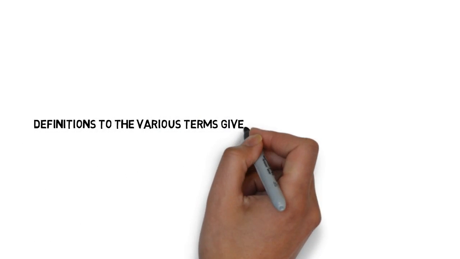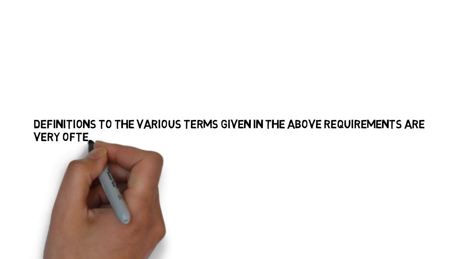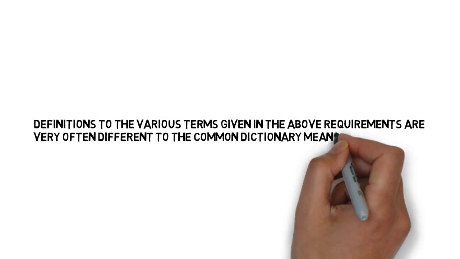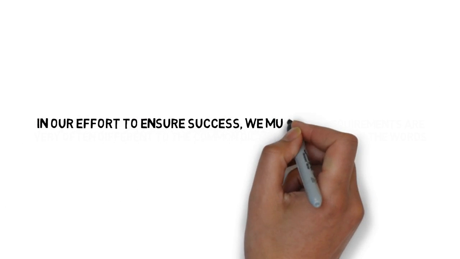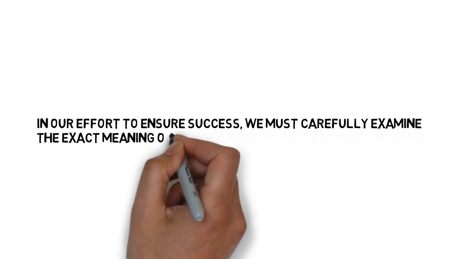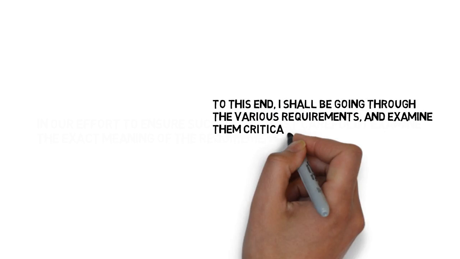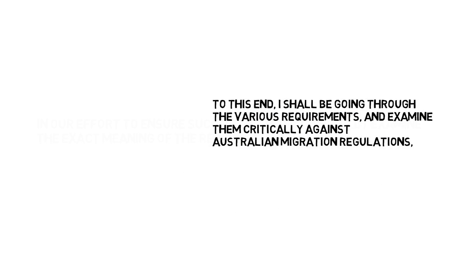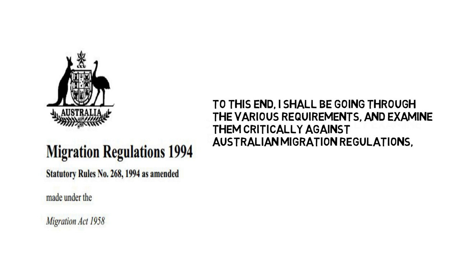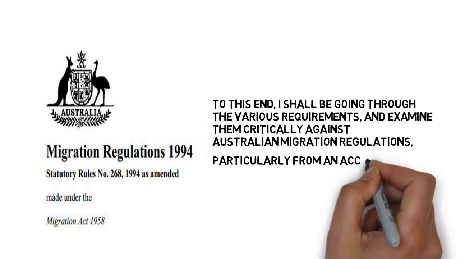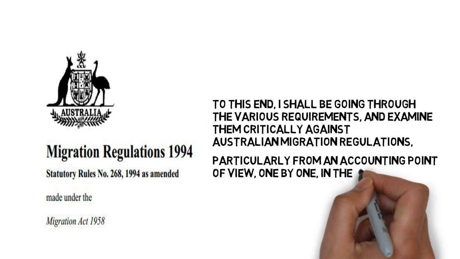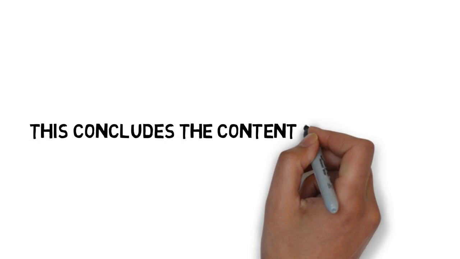Definitions of the various terms given in the above requirements are very often different to the common dictionary meaning of the words. In our effort to ensure success, we must carefully examine the exact meaning of the requirements. To this end, I shall be going through the various requirements and examine them critically against Australian migration regulations, particularly from an accounting point of view, one by one in the following videos. Now, this concludes the contents of this video.